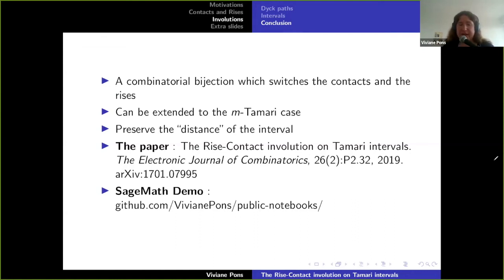And if you want more information, you can look at the paper, and you can also look at the SageMath demo, which is on my GitHub, and which allows you to play with the involution yourself, applying it to different intervals. And actually the involution is implemented in Sage now, if you look at Tamari intervals. Okay, I'm going to end up here. Thank you very much.